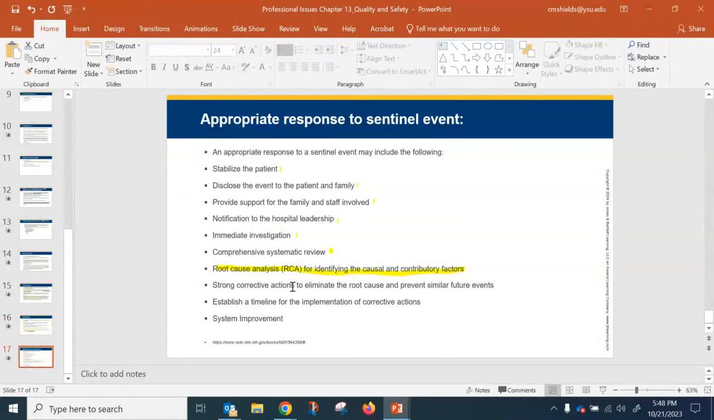So strong corrective actions. For example, a patient in the psych unit committed suicide with a razor blade. Strong corrective actions would be to eliminate a cause. There are no more razors with razor blades on that floor. Establish a timeline for the implementation of corrective actions. So something reasonable for when this corrective action is going to occur. And overall, we'll have system improvement. All right, I think that's it. Thank you.